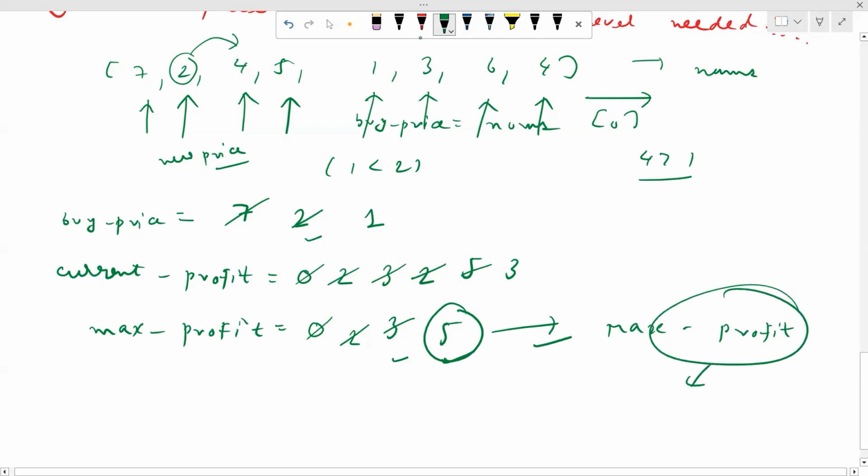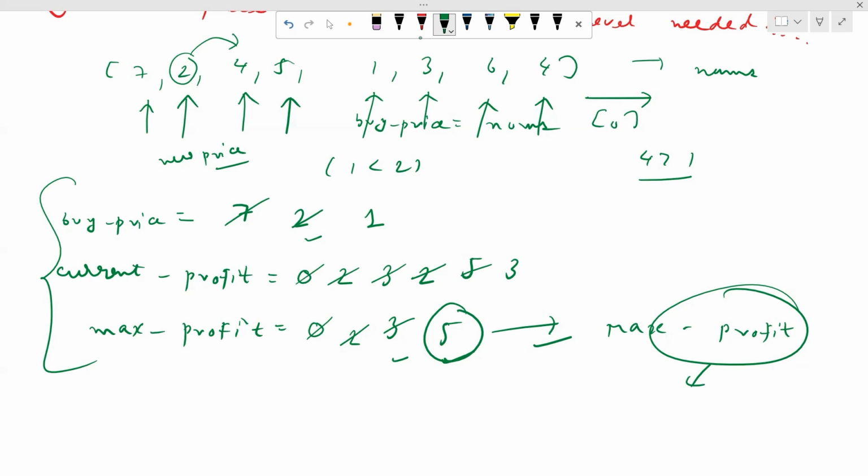I hope this approach is clear to all of you guys, like why we are maintaining three variables over there: buying price, current profit, and maximum profit. Current profit is to track the current profit when we sell stock on a particular day, and maximum profit is for storing overall the complete profit, which is of maximum value, right? And buying price needs to be updated when we find that new price is less than that of the buying price, right? I hope this approach is clear to all of you guys.